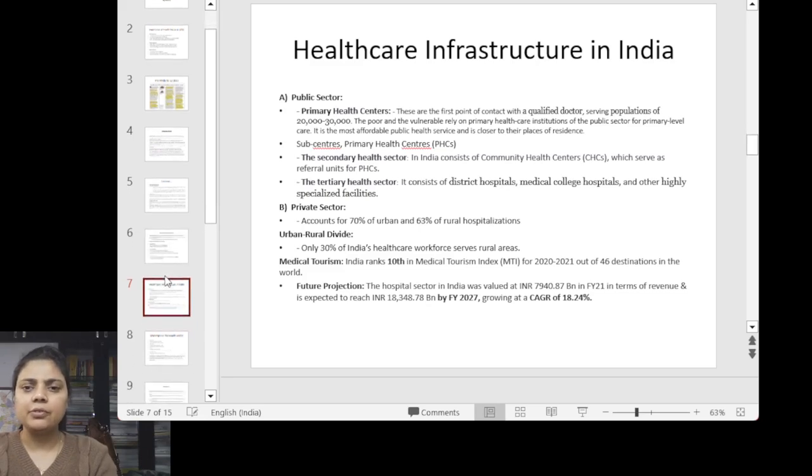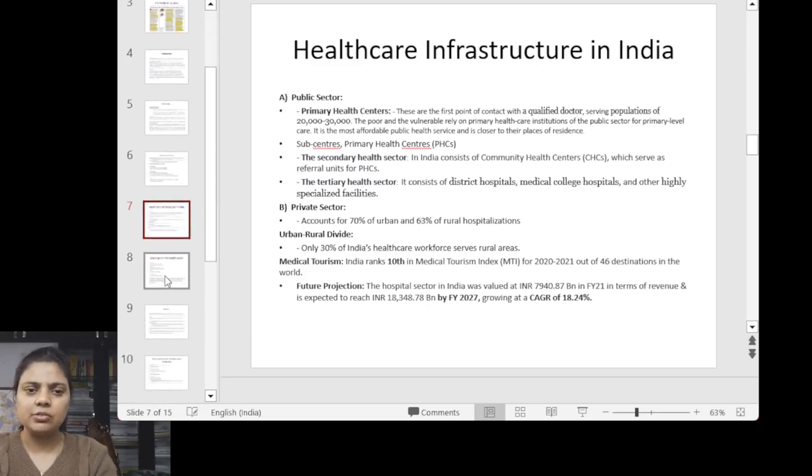The next thing which we have to see is the healthcare infrastructure. So we all know there are two sectors in healthcare: one is public, the second is the private sector. There are two types of sector in healthcare.